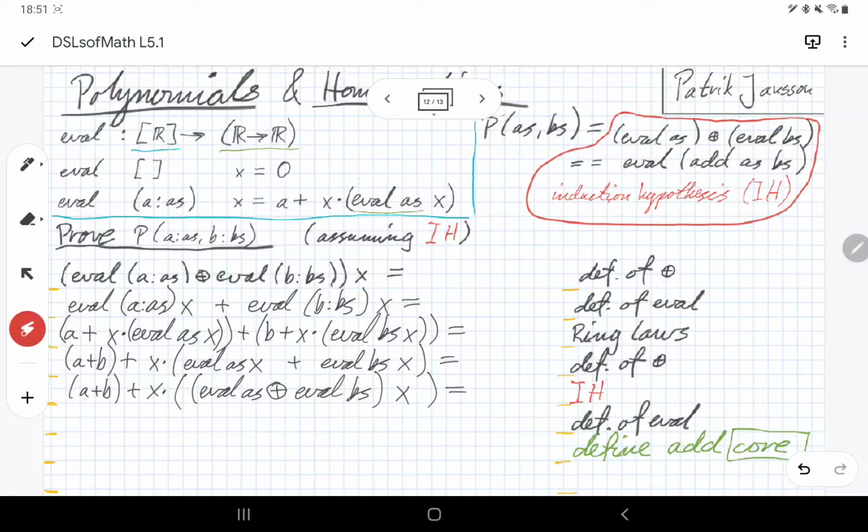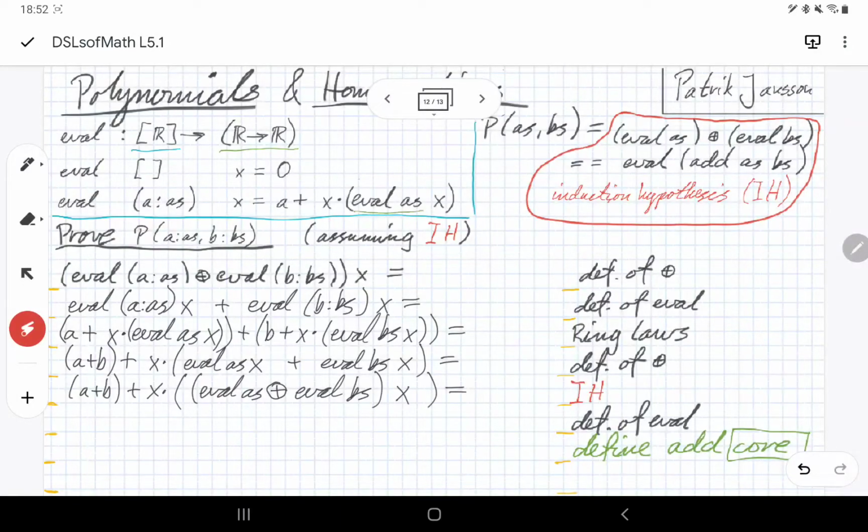So notice the space here between this function and x is function application, it's not multiplication. So I'm trying to write the little dot for multiplication here to avoid confusion. Similarly, this is not eval times as, but it's eval function applied to as, and so on.